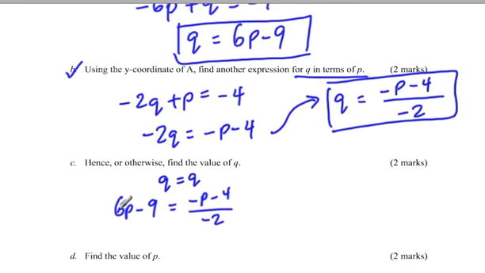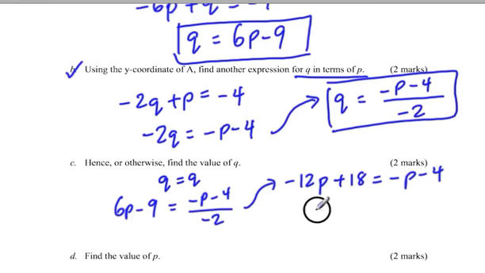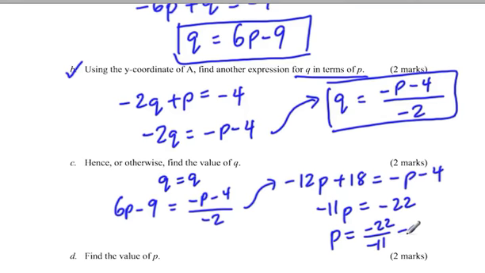So what we have to do here is let's try to solve p, because now we can solve p. So we can multiply by negative 2 on both sides. If I multiply by negative 2 on both sides, this becomes negative 12p, and negative 9 times negative 2 is simply plus 18. Since I multiplied this side by negative 2, this is simply minus p minus 4. Then if I bring all the p's to one side, it's negative 11p is equal to negative 22. So p is equal to negative 22 divided by negative 11, which is equal to 2.